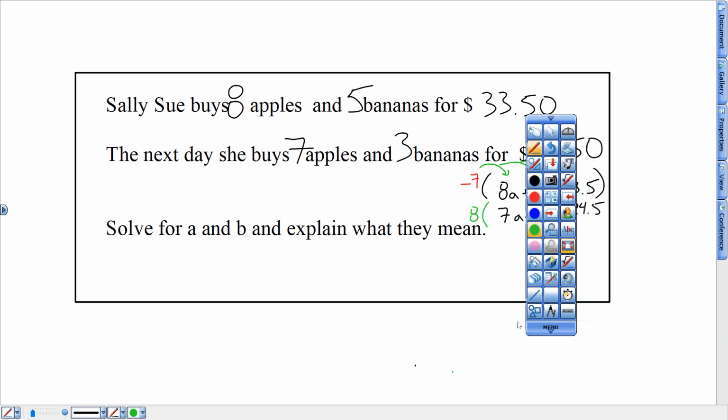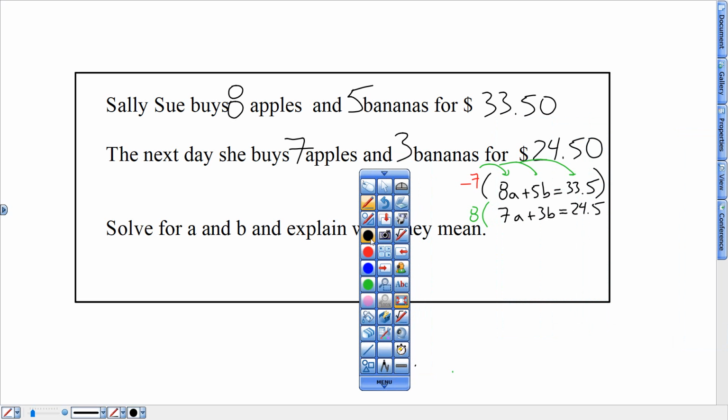And here's what happens. That top row becomes -56a. Let's write that right here. -56a. -7 times 5 gives me -35b. And then -7 times that 33.5, let's use my calculator, gives me -234.5. That bottom row, +56a. Again, that will cancel my a's.